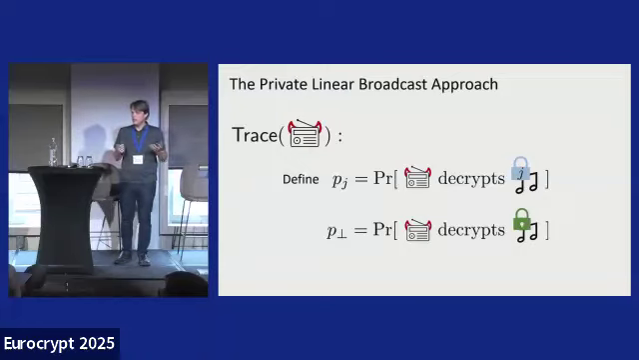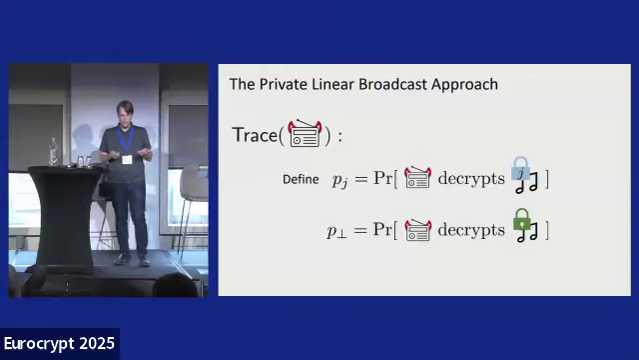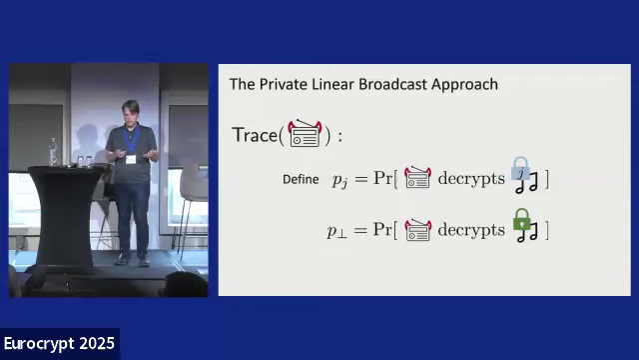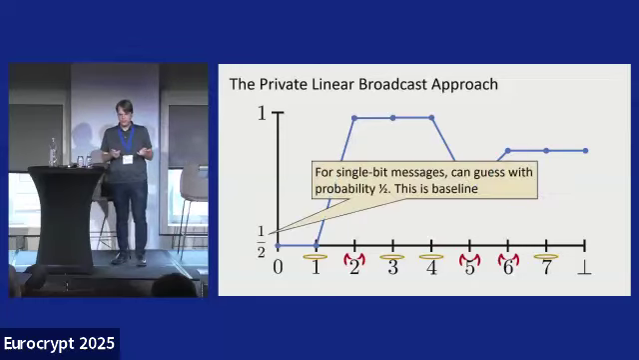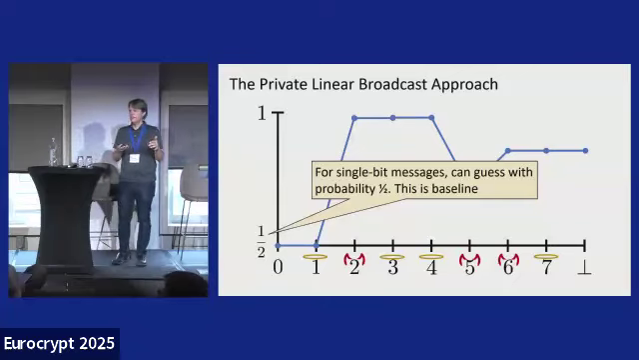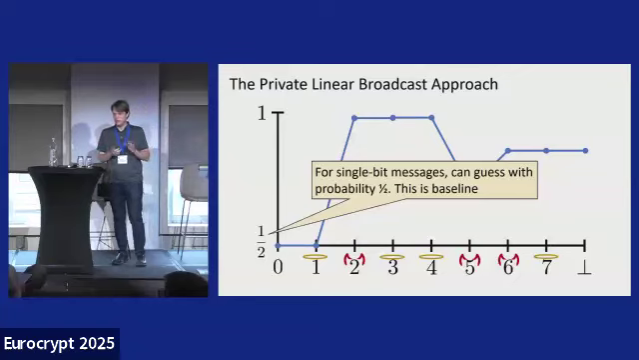OK, so the rough idea of how to trace in a private linear broadcast scheme is that if you have this decoder, you estimate the probability that it decrypts the various ciphertexts. I'll call P_j the probability that the decoder decrypts the tracing ciphertext for index j, and P_bot the probability that the decoder decrypts the normal ciphertext. What you're going to do is plot these and look for gaps. The reason this works is that we know if your index is 0, no one can decrypt, so this box basically can't learn anything. And it turns out that the probability is a half rather than 0, and this is for subtle reasons I won't get into.